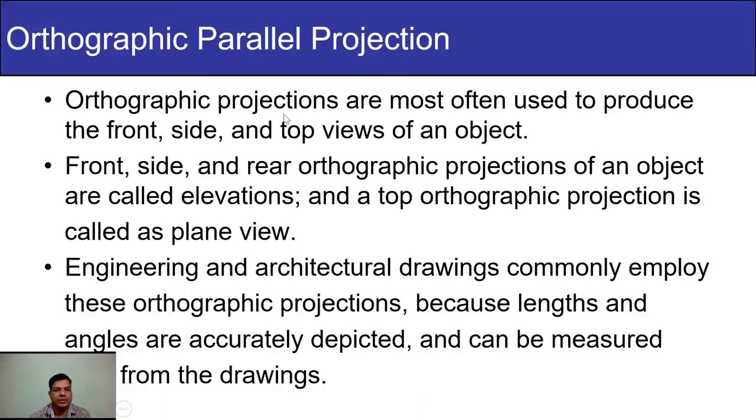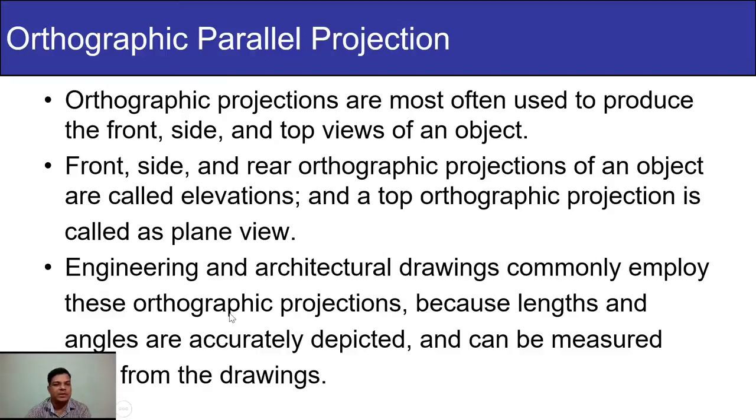Now, orthographic projections are most often used to produce front, side and top views of an object. By making use of orthographic parallel projections, we are able to produce pictures and see the front, side and top views of an object. Front, side and rear orthographic projections of an object are called elevations, and a top orthographic projection is called a plan view.